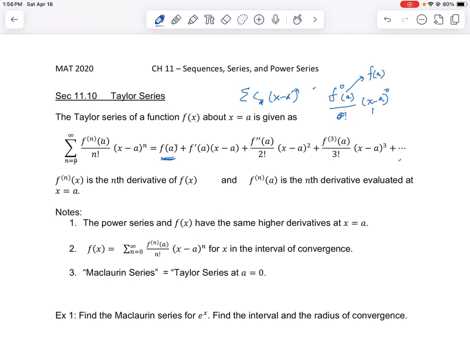Plus now the second value will have n equal to 1. So the first derivative at a divided by 1 factorial, but 1 factorial is 1. So we have f prime of a times x minus a. Next n is 2. So f double prime of a means the second derivative evaluated at a, and then divided by 2 factorial, times x minus a whole squared.